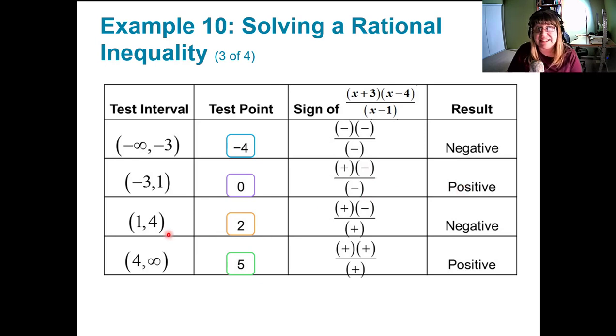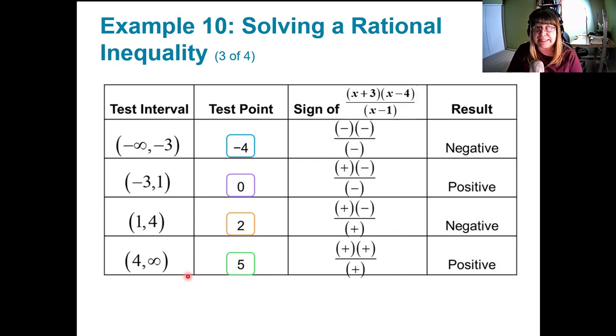Let's look at our next test interval. Between 1 and 4, I'm going to take any value. I chose 2. You can choose any one in there. If you want 3, you can test 3. 2 plus 3 is 5, which is positive. 2 minus 4 is negative 2, so it's negative. 2 minus 1 is positive. So I have positive times negative is a negative, divided by a positive is negative. The whole thing's going to be negative in this region.